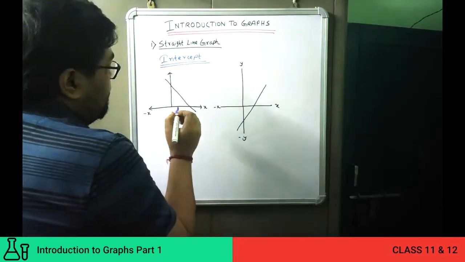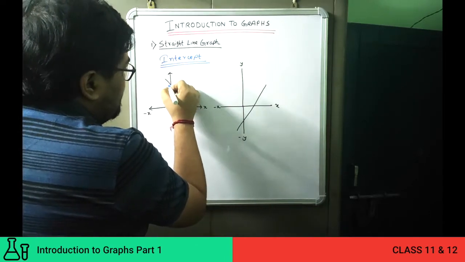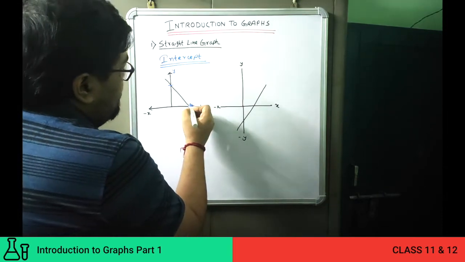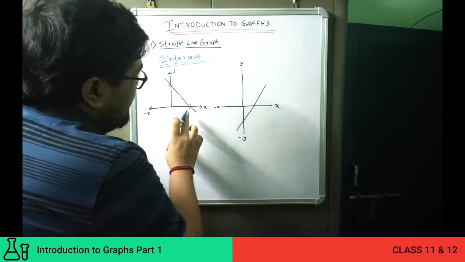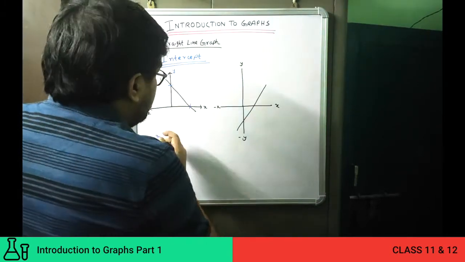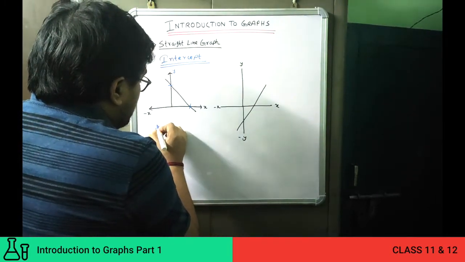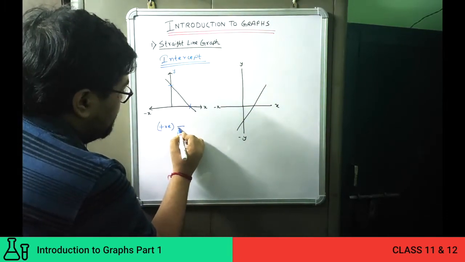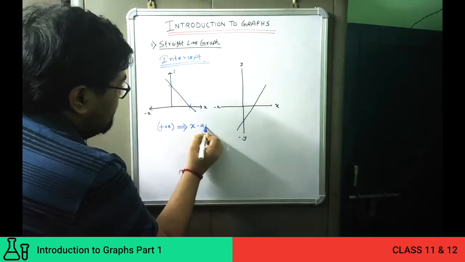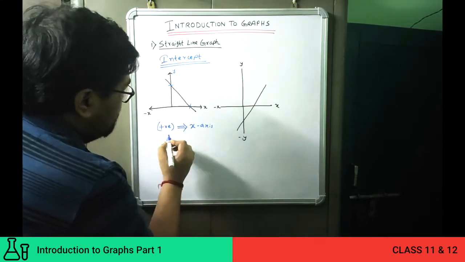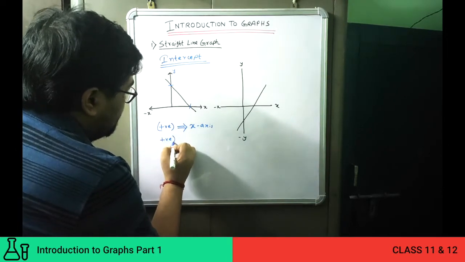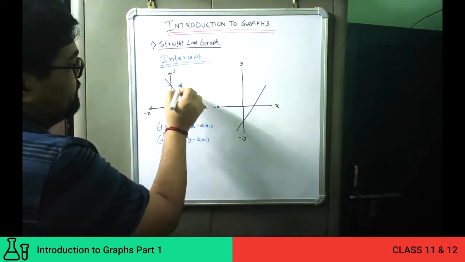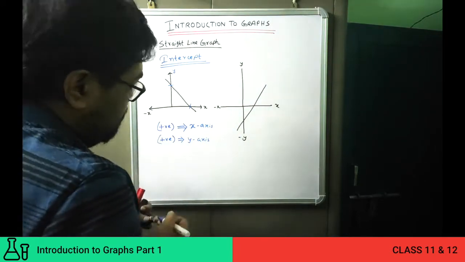Let us come to the first graph. Here you can see that the line cuts the y-axis in the positive direction, right? And this line is also cutting the x-axis in its positive direction. So what will be the intercept? The intercept will be positive with respect to x-axis, as it is cutting the x-axis in the positive direction, and it also will be positive with respect to y-axis, as it cuts the y-axis in the positive direction also.